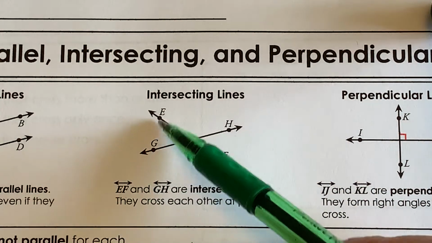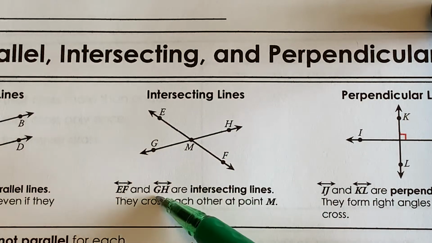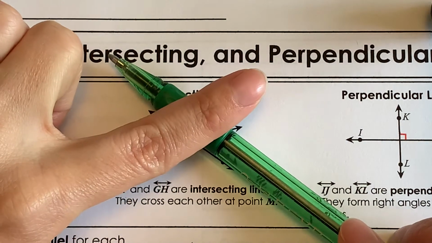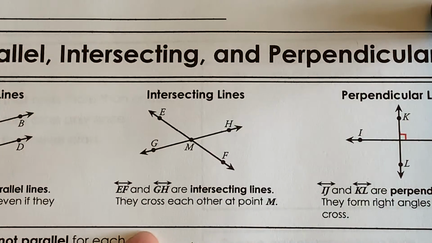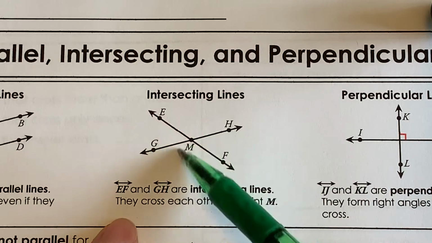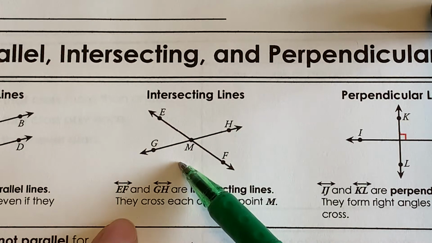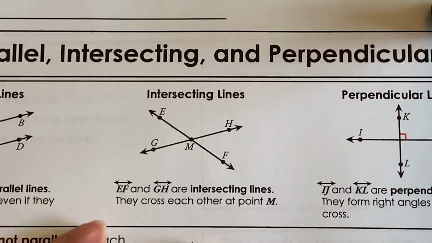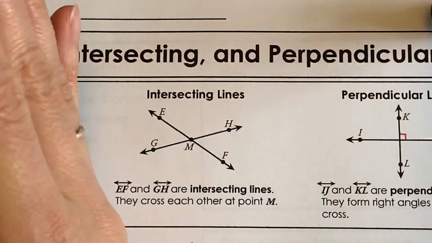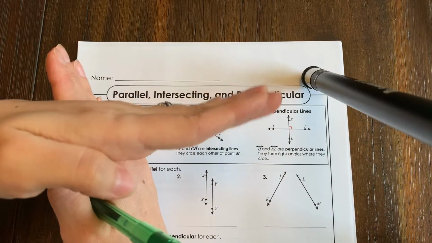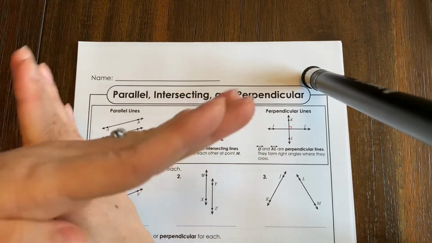So line EF, this one here, and line GH, this one here, they will eventually cross, right? They cross. They are intersecting lines. That's a really long word. They cross at this point in the middle. You pick a point, pick a letter, M, point M. Just like an intersection if you were a car driving. And then if you wanted to show your body movement, you would just cross your arms any way but making a square.